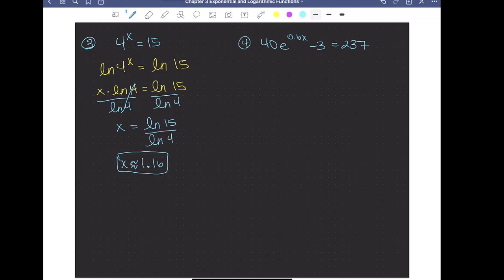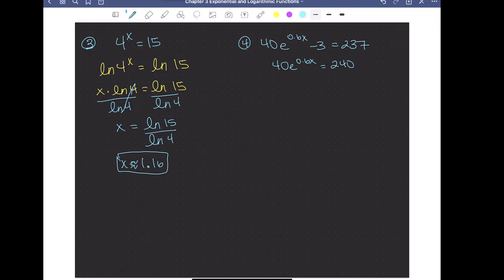So when they give us a whole bunch of junk, because we know that we're trying to figure out what our x is within that exponent, we want to try and simplify it down as much as possible before we try and figure out what's going on with our x. So I'm going to add 3 to both sides. Okay. So then I'm going to have 40 e to the 0.6x equals 240. Right?